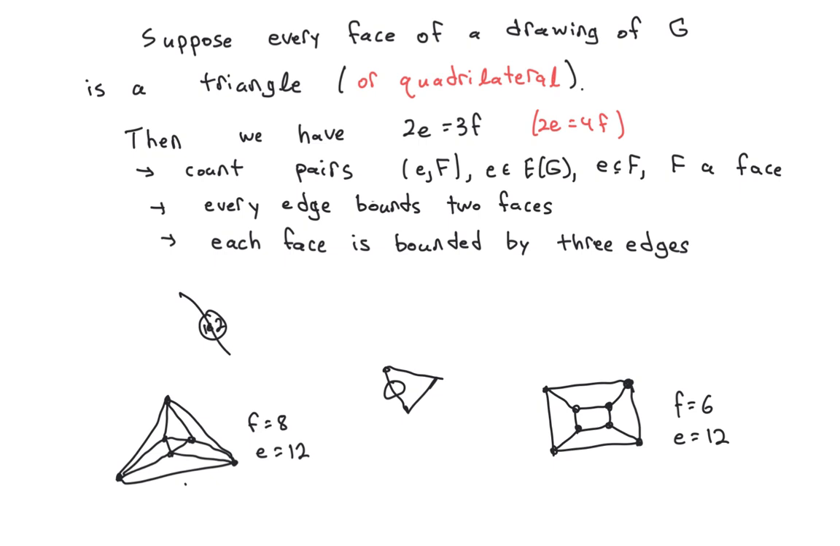In red, I have a similar fact. If every face of a drawing of G was bounded by a quadrilateral, then every face has 4 edges on its boundary, so our equality gets replaced. It's no longer 2e equals 3f, but 2e equals 4f. And the example I drew is the edges of a cube. So there are 6 faces, 12 edges, and 8 vertices. And you do see that if I multiply 12 by 2, I get 4 times 6. Similarly, with my original graph for the triangles, if I multiply 8 by 3, I get 12 times 2.